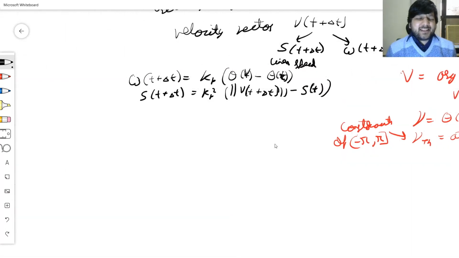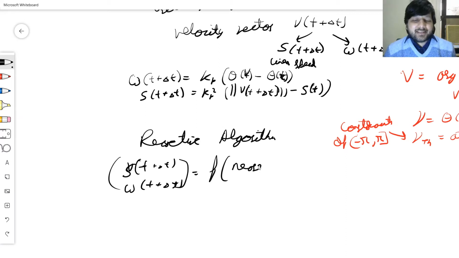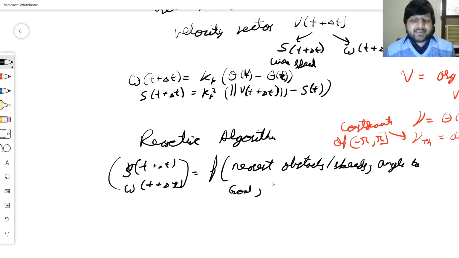What we studied was a reactive algorithm, which says that my current linear speed and my current angular speed is a function of nearest obstacles with their speeds and directions, and angle to goal and distance to goal. We did not use distance to goal here.